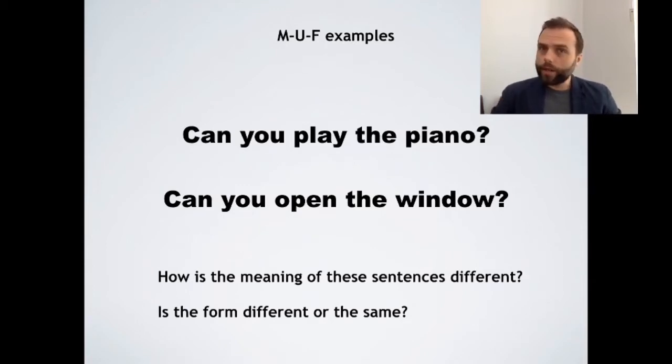So context and situation does make a difference, but usually "Can you play the piano?" is a question about skill or ability. So you can see that the meaning and the use are different. Is the form of these sentences different or the same? Have a look at the form. They both start with can you, verb, the, noun. So the form is the same here, but the meaning and the use are different.